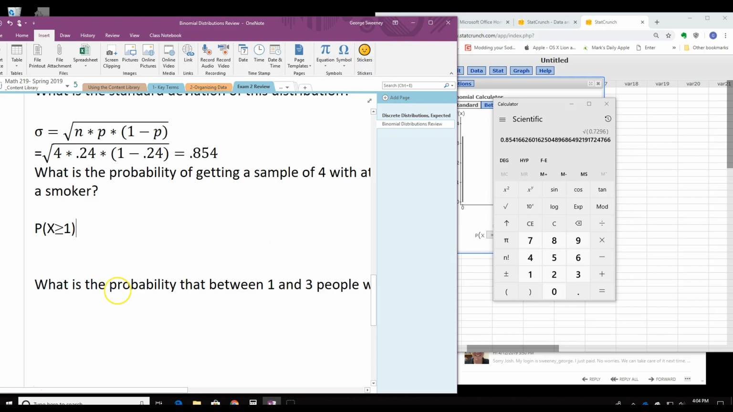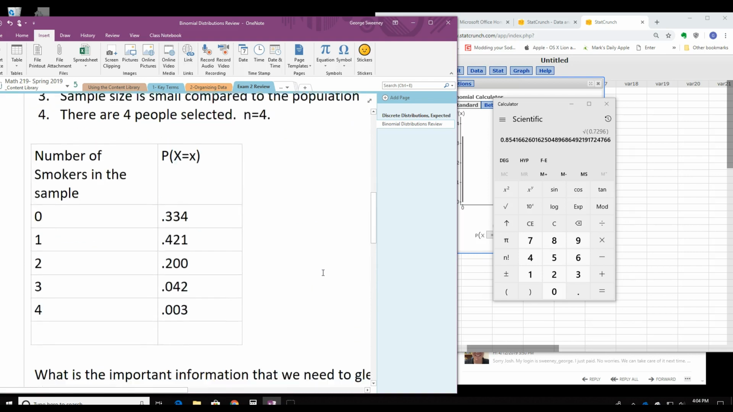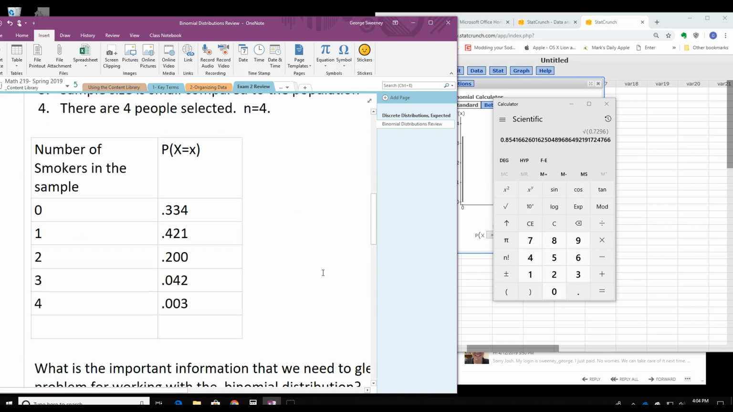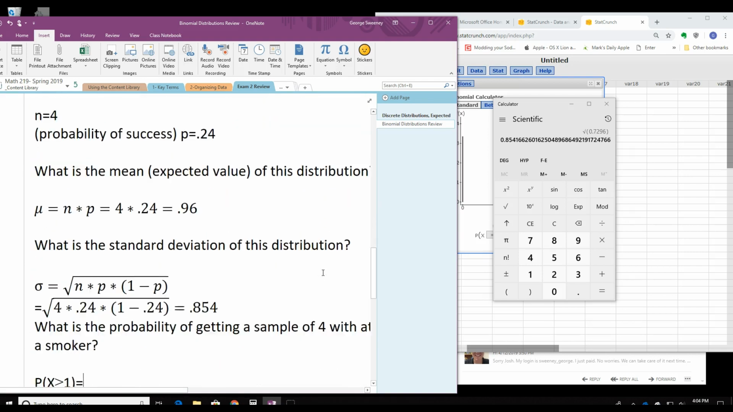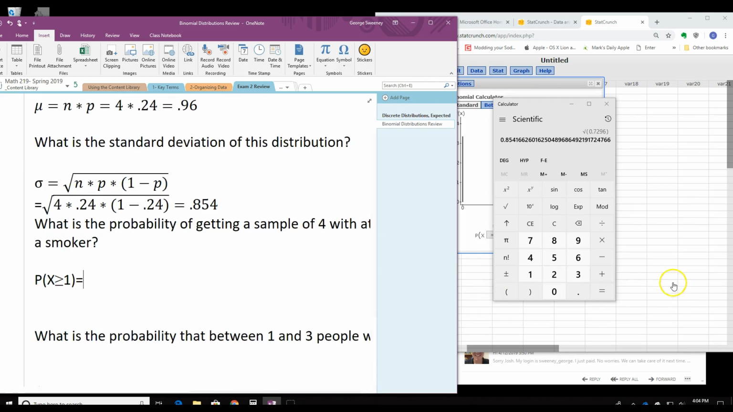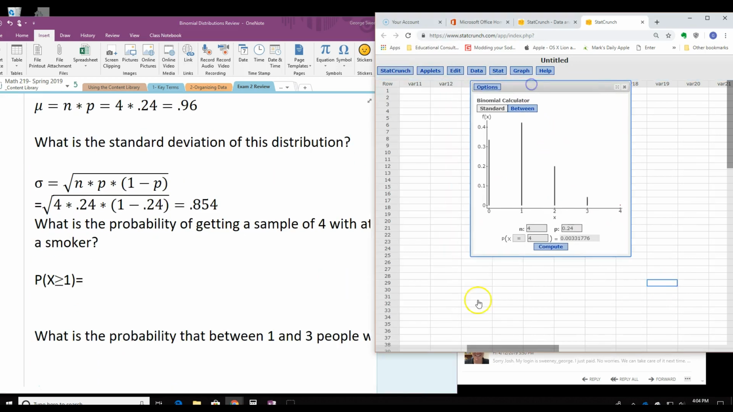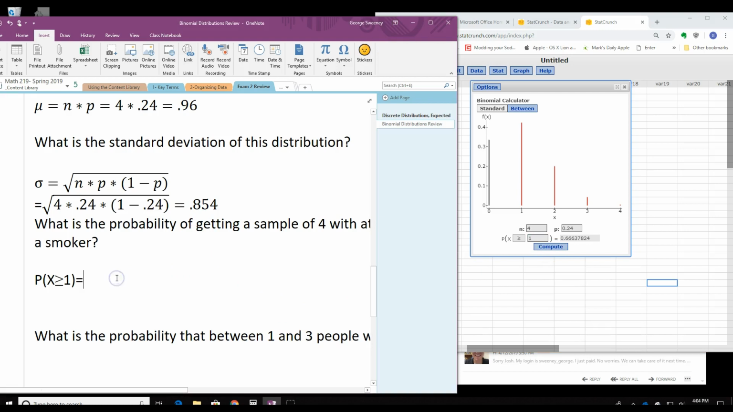1. Now, there are 2 ways you can go about doing this. On the one hand, we could just add up 1, 2, 3, and 4 from here. But that's actually not the easiest way to go about this. Instead, let's just utilize StatCrunch. Again, I have n equals 4, p equals 0.24, and now that I figured out that at least one smoker is greater than or equal to 1, I just put in greater than or equal to 1, and I compute. And that's 0.666.